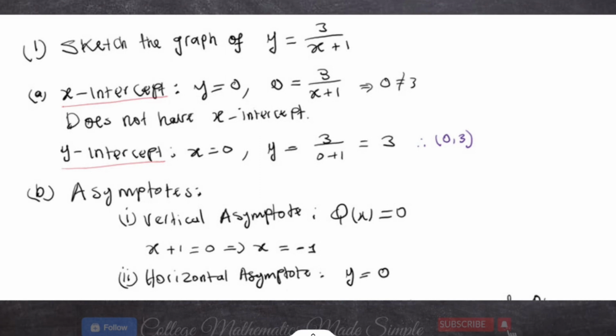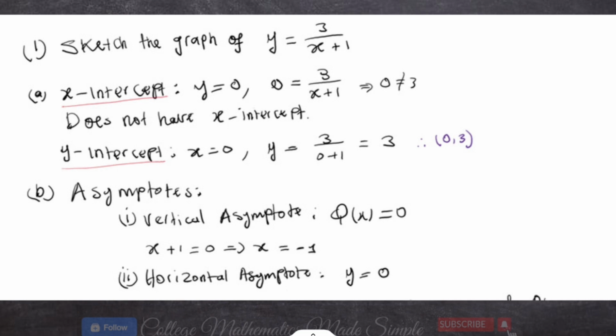First of all, find out if you can determine the x and the y intercept. Now for the x-intercept, y is equal to 0. So this is the point where the graph crosses the x-axis. At that point, y is equal to 0. Now, when we equate this function to 0, we find that 0 is equal to 3, which is not possible. So this graph does not have an x-intercept.